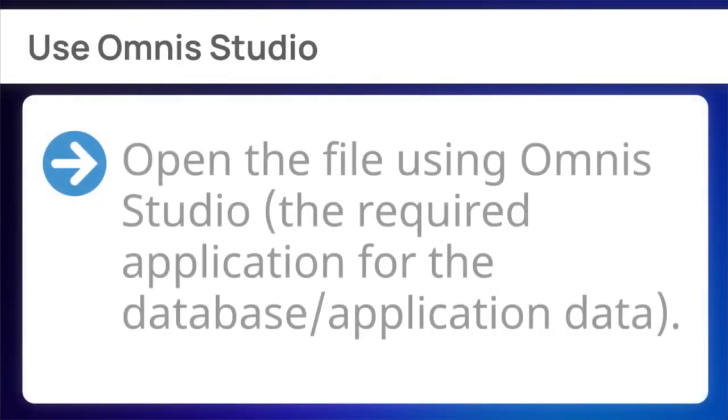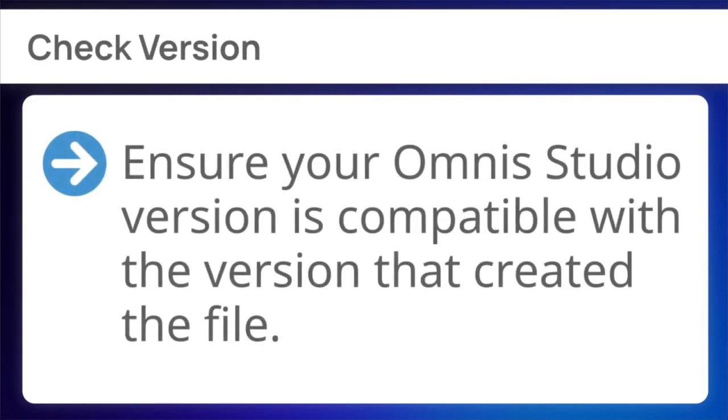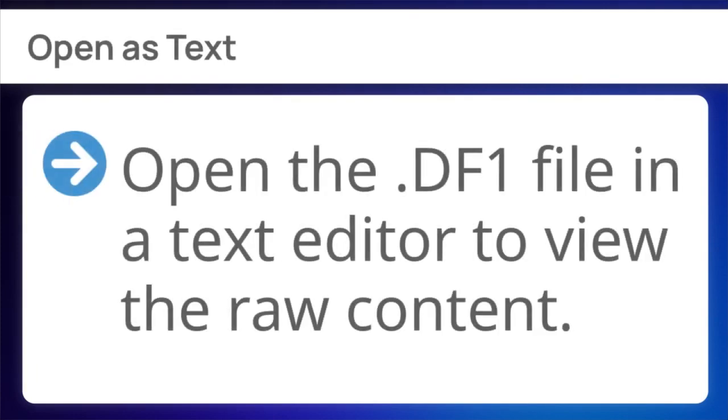First, use Omnis Studio. Open the file using Omnis Studio, the required application for the database application data. Next, check version. Ensure your Omnis Studio version is compatible with the version that created the file. Finally, open as text. Open the DF1 file in a text editor to view the raw content.